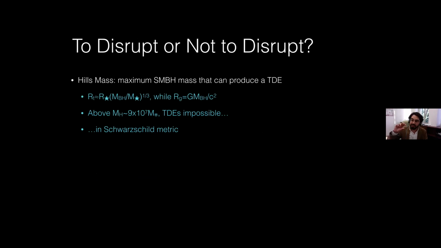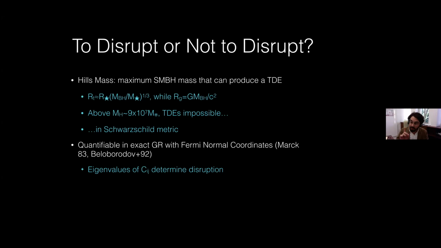So what this means is that if you turn your knob and increase the mass of your black hole, eventually the tidal radius for any main sequence star will recede inside the event horizon, and you won't anymore be able to produce an electromagnetically luminous flare. If you do this calculation in Newtonian gravity, or in an exact general relativistic way in the Schwarzschild metric, you find that for main sequence stars, this critical Hills mass separating luminous from non-luminous TDEs is about 10^8 solar masses.